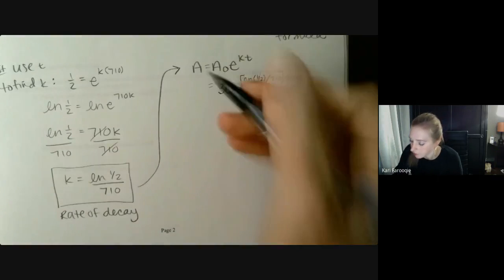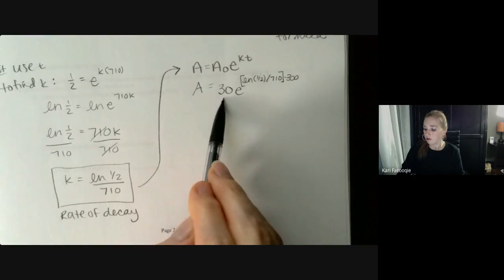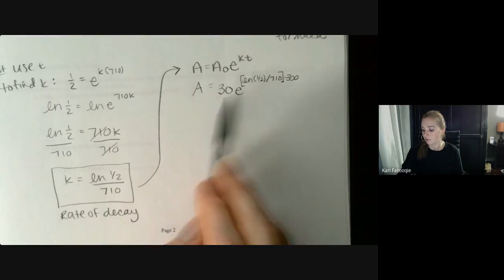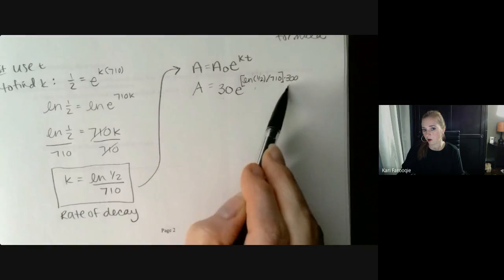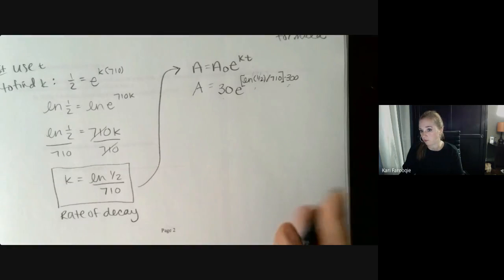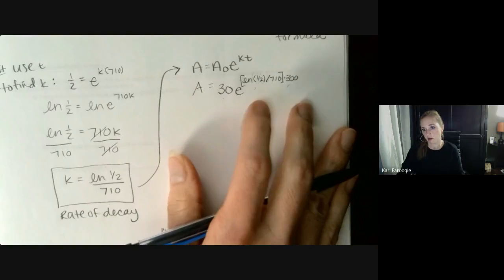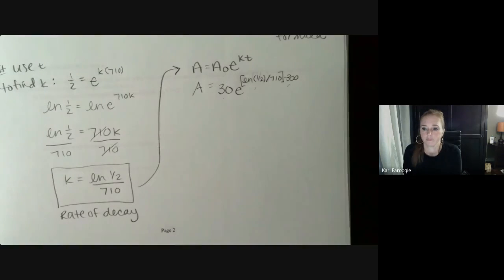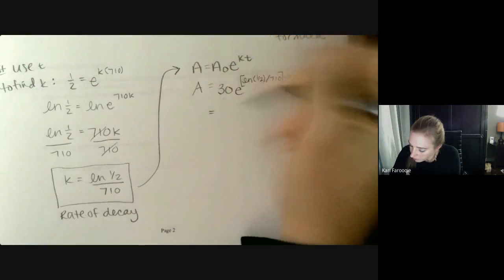And that is going to tell us the amount in 300 years. So we have 30 grams now. We know the rate of decay is the natural log of 1/2 divided by 7/10. And we want to figure out how many grams will be left after 300 years. Does anybody have a question about this formula or how we entered the data? Okay. Now all we have to do is evaluate.